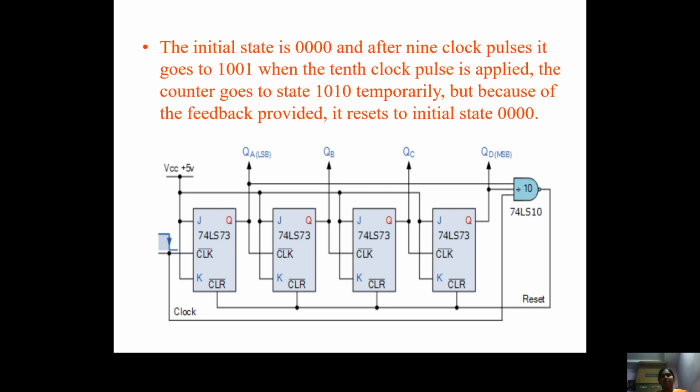The initial state is 0 0 0 0, because initially all the flip-flops have been cleared. After 9 clock pulses, it goes to 1 0 0 1. When the 10th clock pulse is applied, the counter goes to 1 0 1 0 temporarily, but because of the feedback provided, it resets to the initial state.